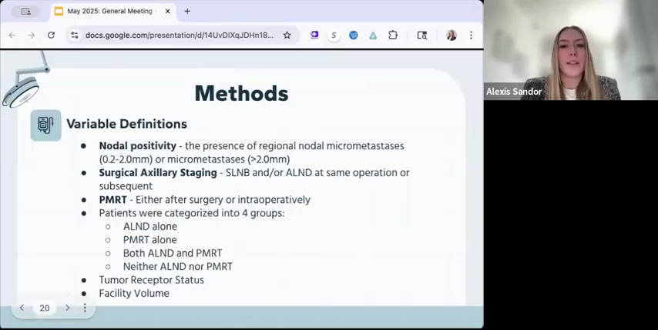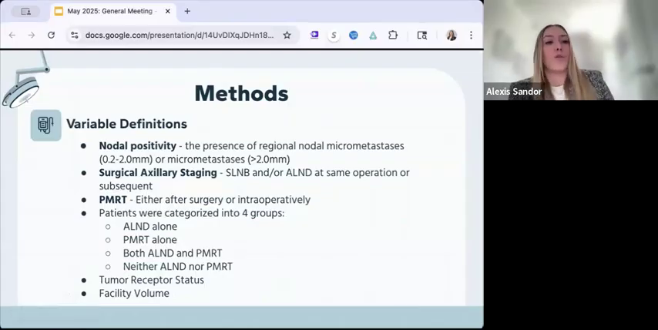So they subsequently split these patients into 4 groups. So those who received axillary lymph node dissection only, those who received post-mastectomy radiotherapy only, those who received both, and those who received neither. They also examined tumor receptor status. So this was based on estrogen receptor, progesterone receptor, or ERBB2 receptor status, otherwise known as HER2 status. In addition, they also mentioned hormone receptor positive disease. So that was just defined as estrogen receptor positive and/or progesterone receptor positive tumors.